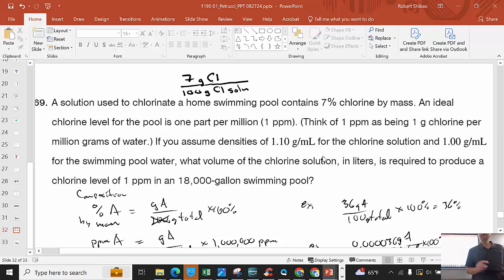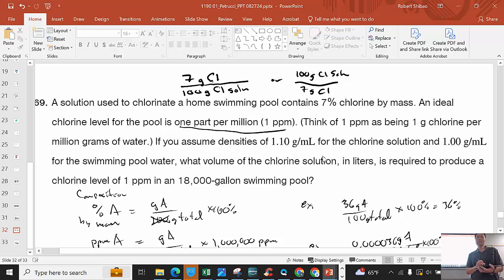All right, so this is another conversion factor. We can convert from grams of chlorine solution to grams of pure chlorine, or vice versa. And so we can just flip this the other way. But the important thing is we have to write out all the units to make sure everything will cancel properly. And then we did the 1 part per million, 1 ppm.